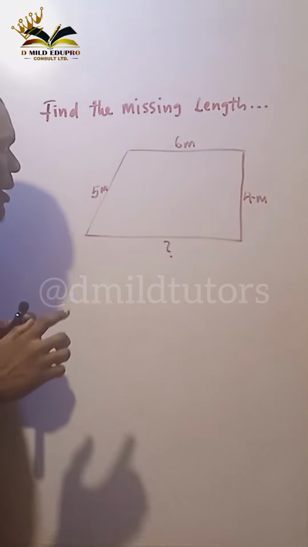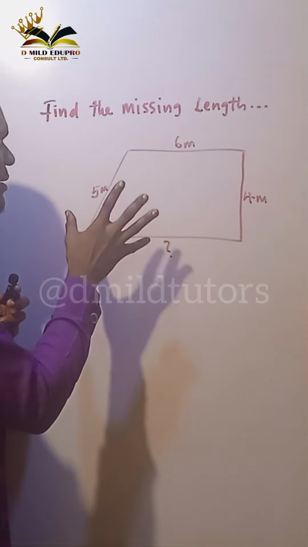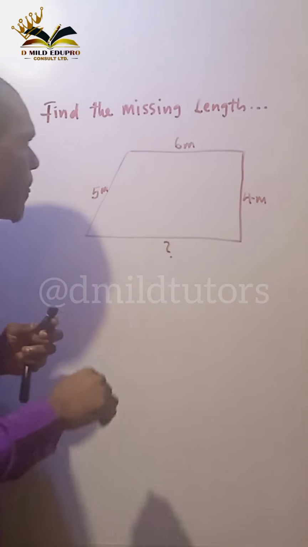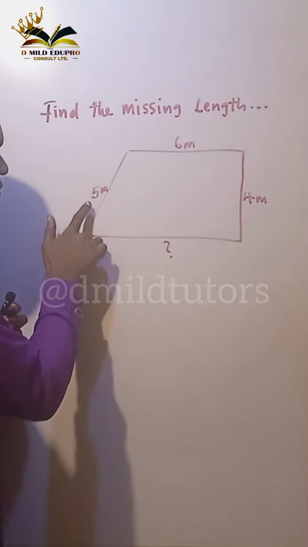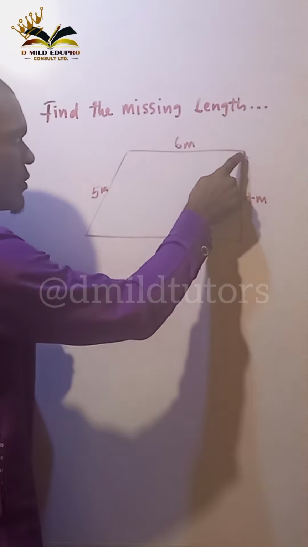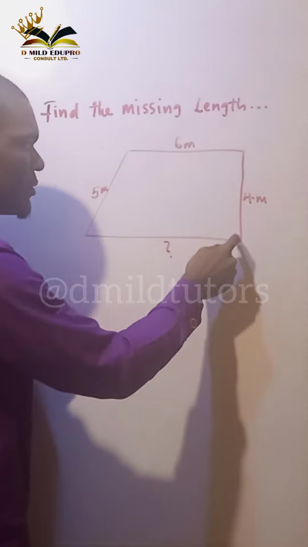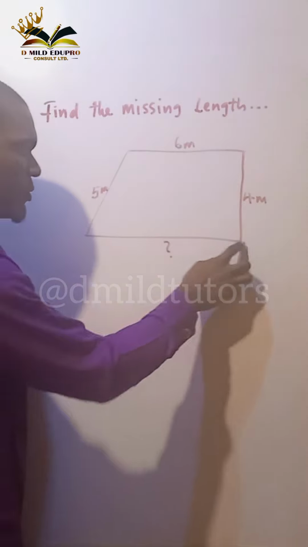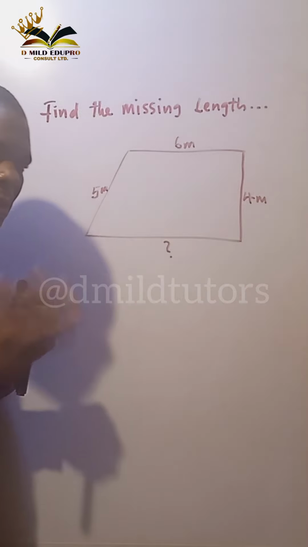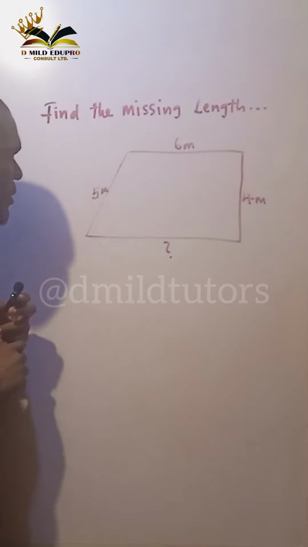Welcome back. Please, first off, know that this shape is not drawn to scale, but we are asked to find the missing length. And we are given this part to be 5 meter, from this point to this point to be 6 meter, and this point to this point to be 4 meter. So we're asked to find from this point to this point. Now, how do we go about it? Come closer. Let us do this together.